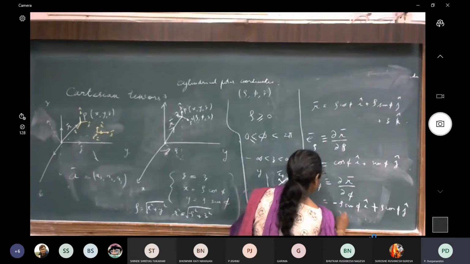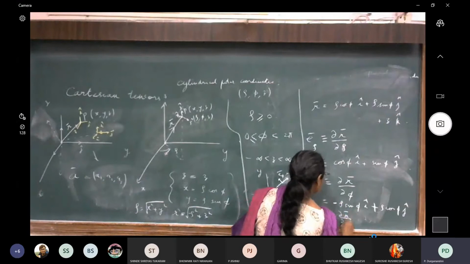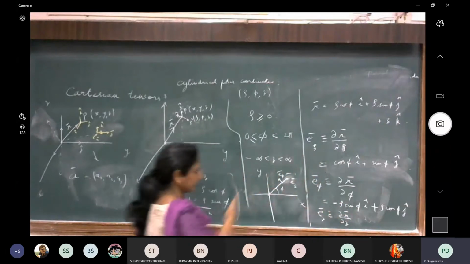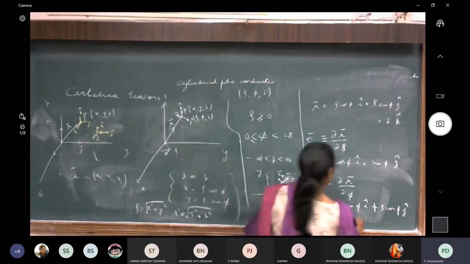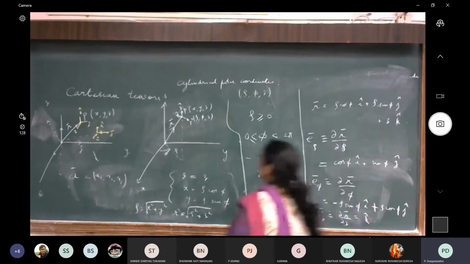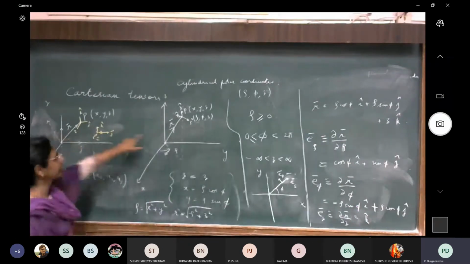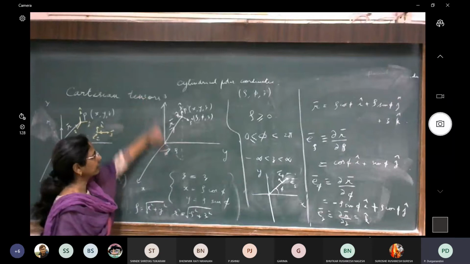Similarly, you can also find out what is Ez. And Ez by definition will be del r by del z. Again, this is going to give me the direction in which z will increase, and this is something which we are very familiar with, because z will increase along the z axis.